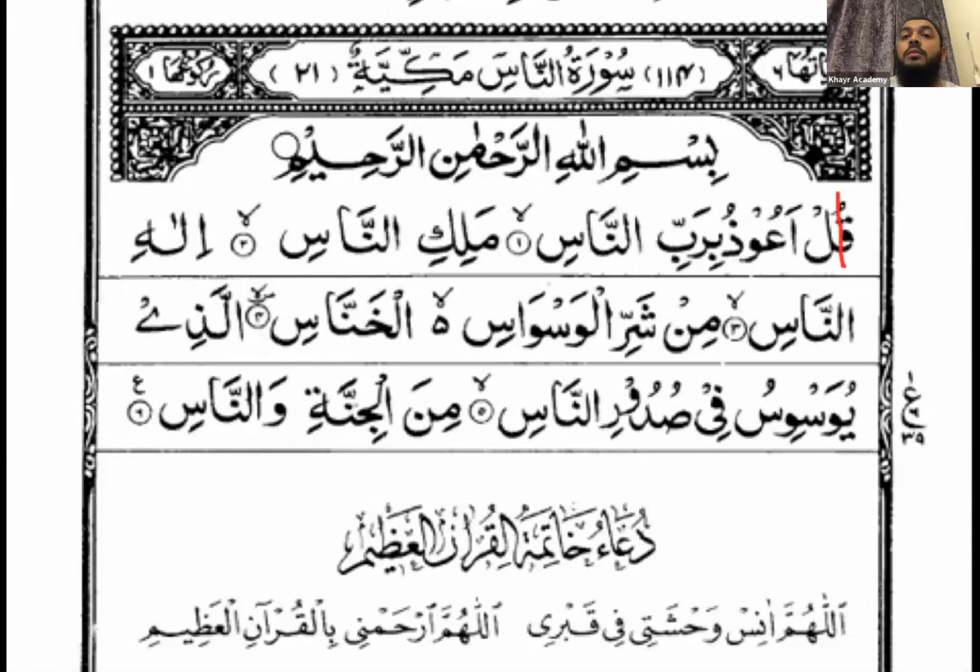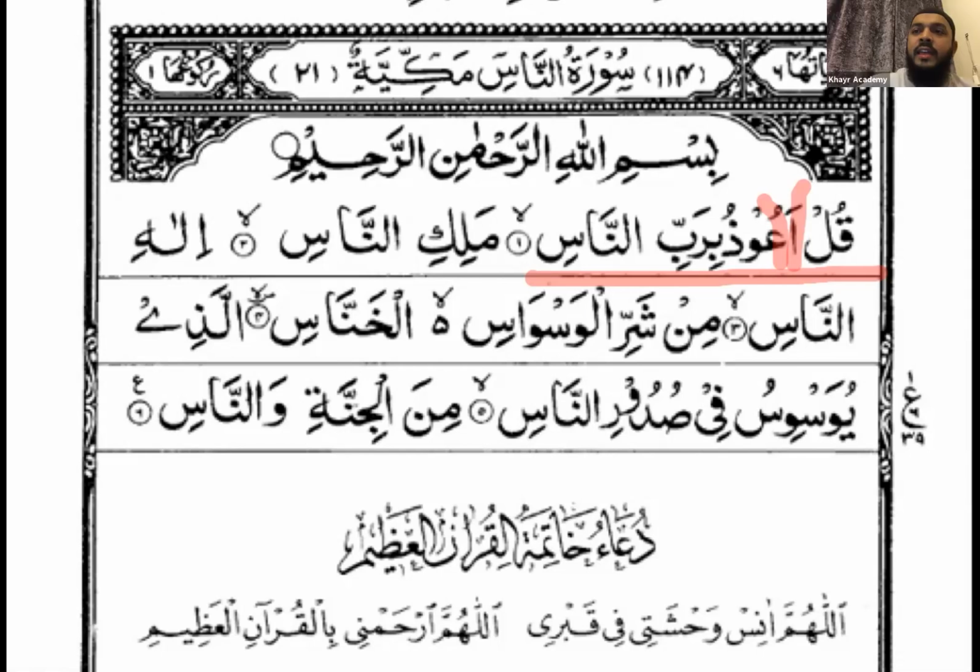Qul, remember, let me just get the highlighter. Qul is full, Qul is big qaf, full mouth. Qul a'udhu bi rabbin nas. The same rule applies here. A'udhu, it's like a'udhu billahi minash shaitanir rajim. The hamza is strong and the ayn is softer. Qul a'udhu bi rabbin nas.